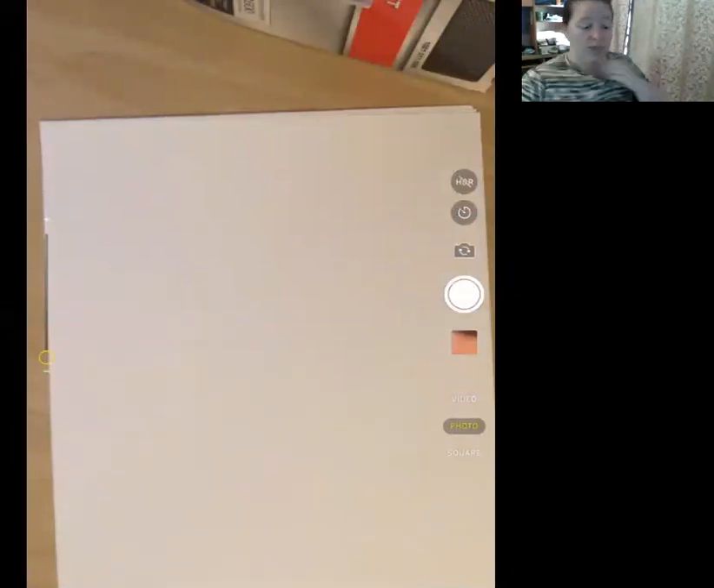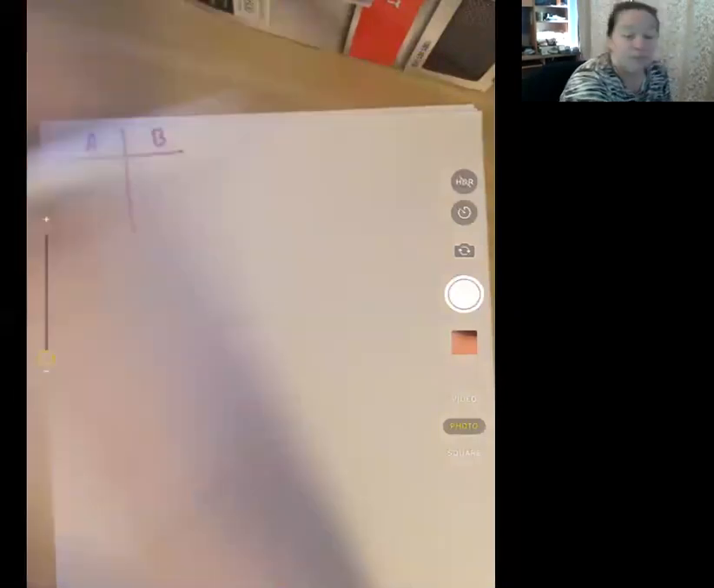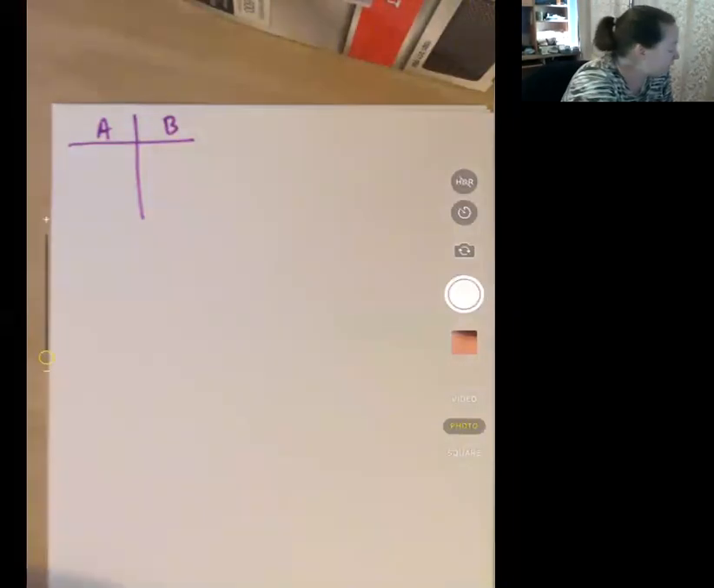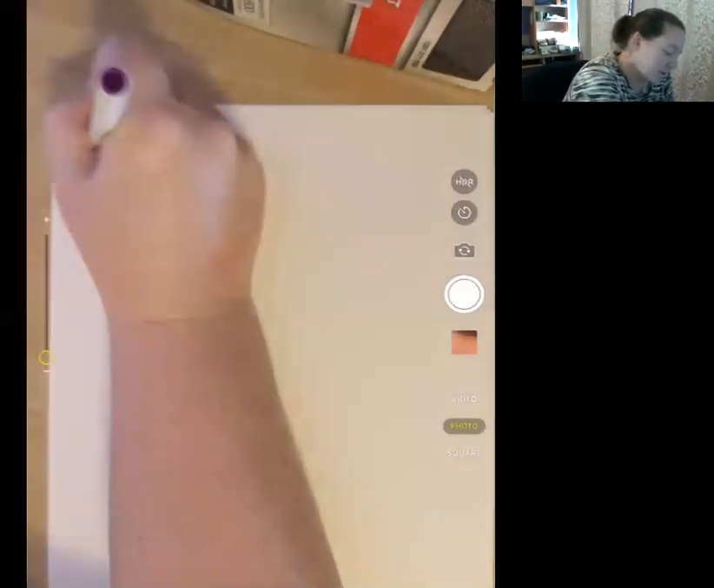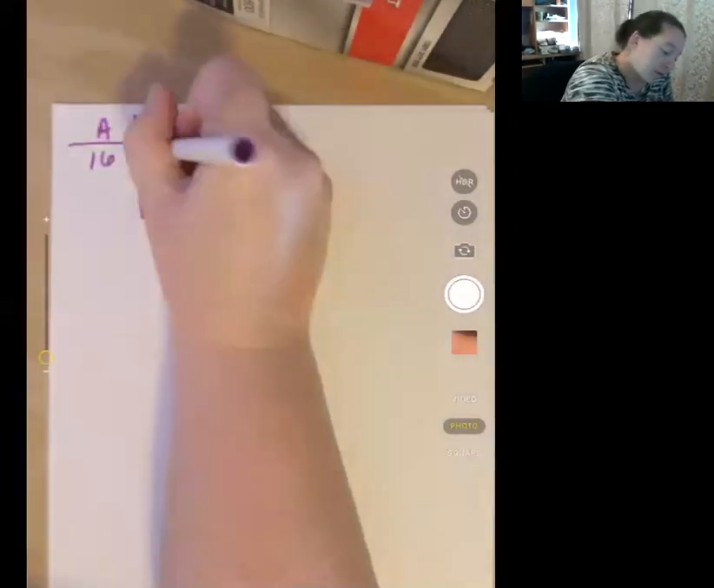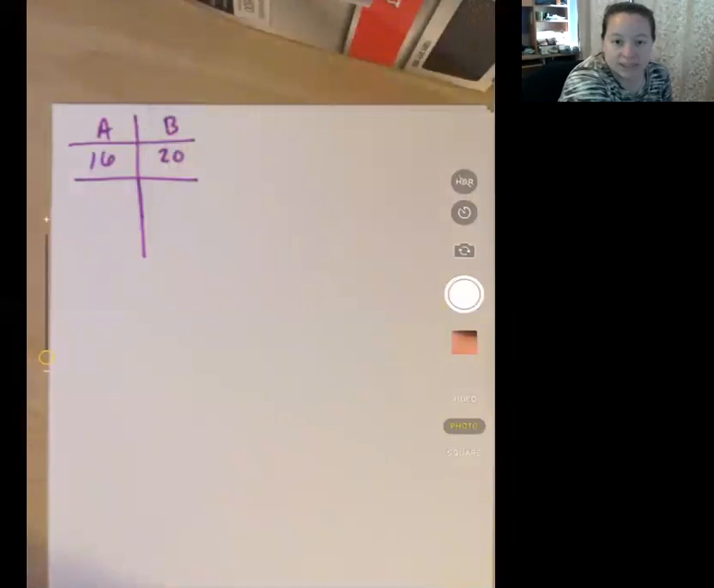Okay, so again, we have basket A and we have basket B. How many balls are inside basket A? That's our total number of possible outcomes. 5 plus 3, which is 8, plus 8, which is 16. In basket B, we have 7 plus 4, which is 11, plus 9, which is 20. So basket A has less balls in it than basket B does.